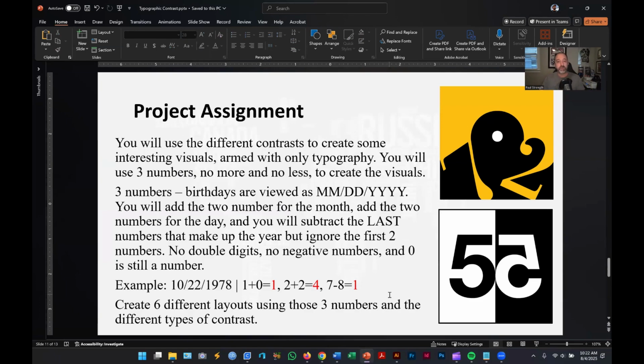Okay. So I want you to create 6 different layouts, just throwing your 3 numbers in there, and just use different types of contrast. You can use more than one type of contrast if you want. And I've given you examples to inspire you, but this is all about getting crazy. I want you all to just let it go.